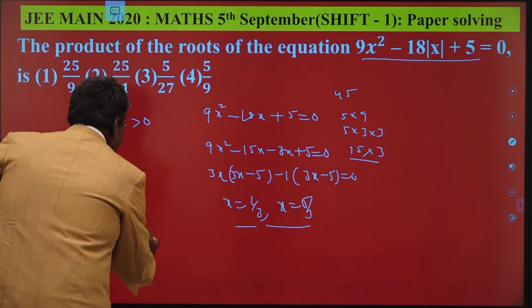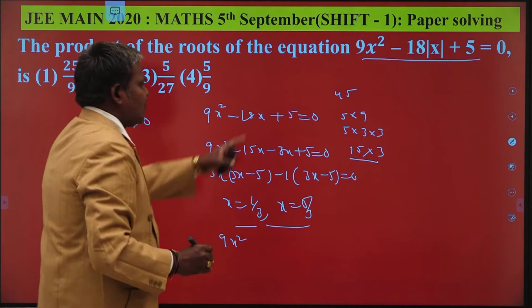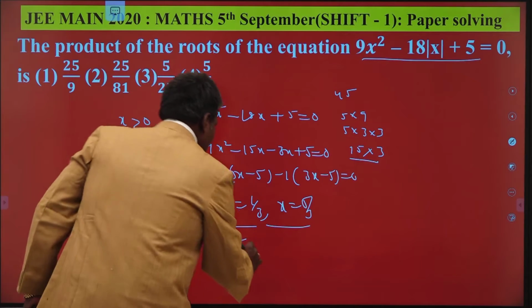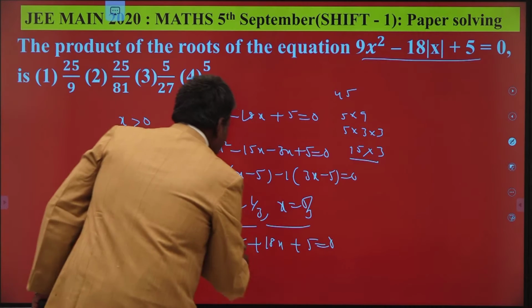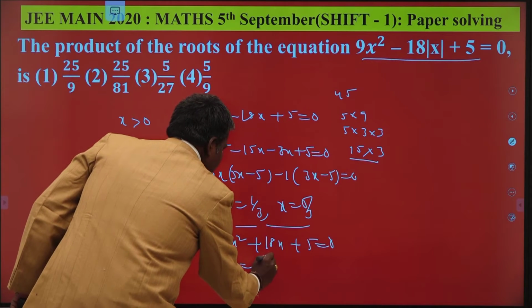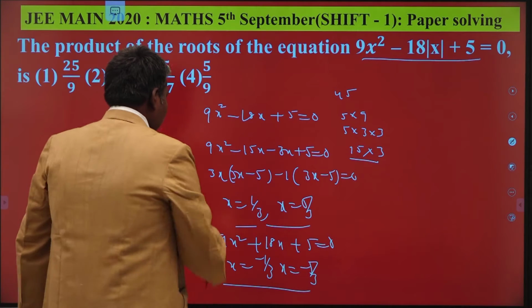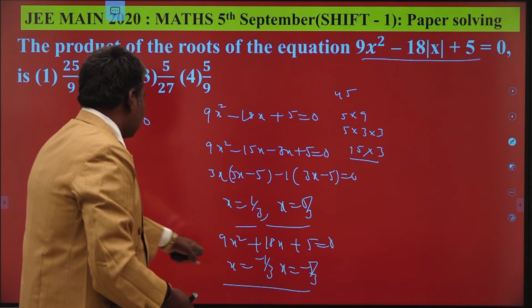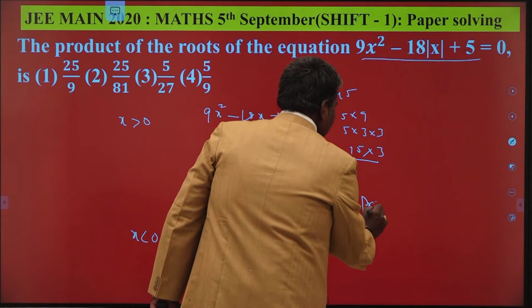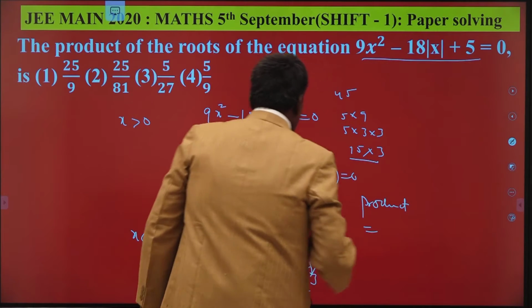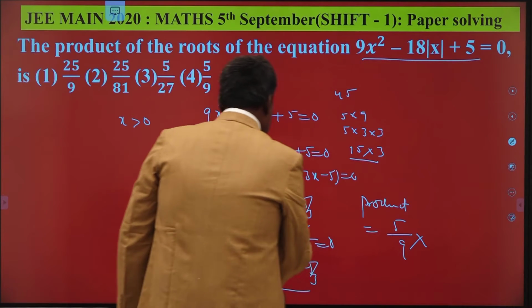Similarly, for x less than 0, what happens? For x less than 0, mod x is minus x, so 9x square plus 18x plus 5 equal to 0. In this case, the roots are x equal to minus 1 by 3 and x equal to minus 5 by 3. So these two roots also exist. For x less than 0, these two are negative, so we have to take them in. Therefore, the product of the roots is 5 by 9 into, again this is also 5 by 9.